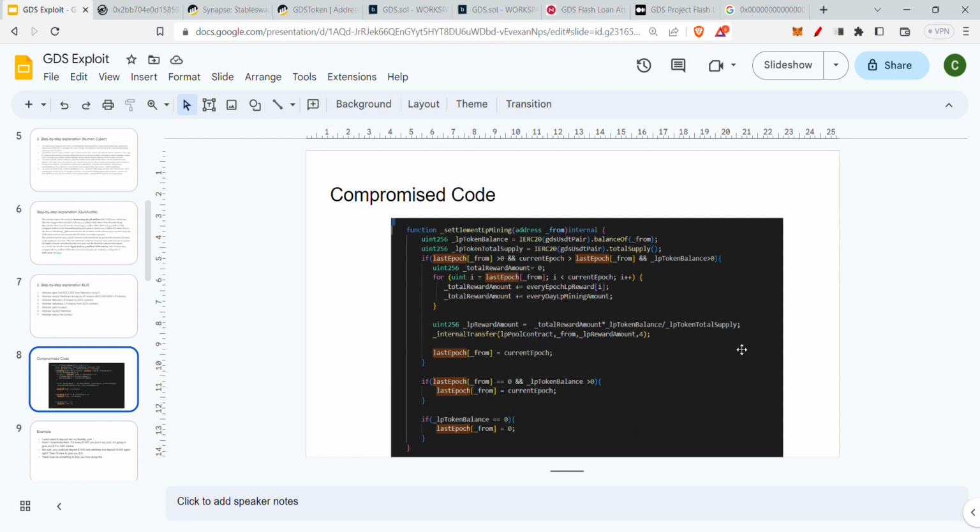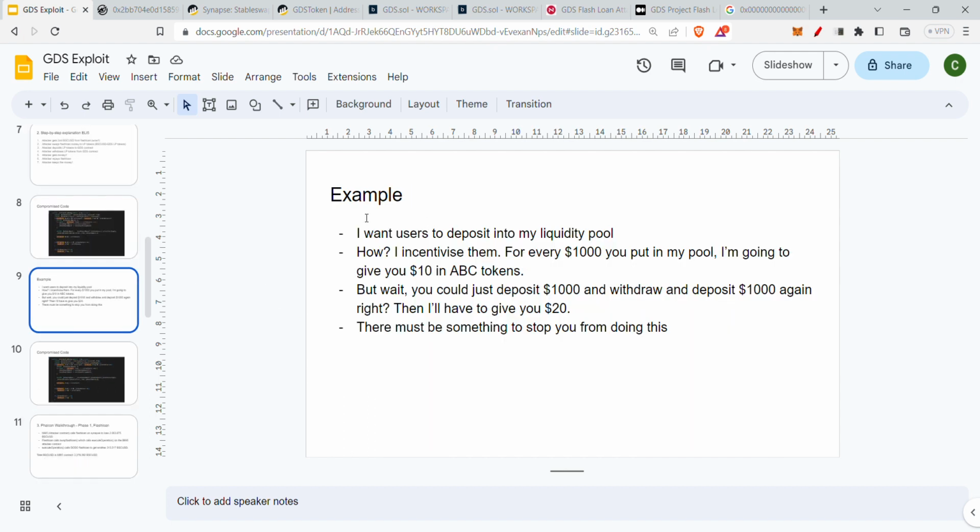So why is this a problem? Let me show you. Let me give you an example now. I want users to deposit into my liquidity pool. But how do I do that? I incentivize them. For every 1,000 you put in my pool, I'm going to give you $10 in APC tokens. So that's how I incentivize you to put LP tokens in my pool.